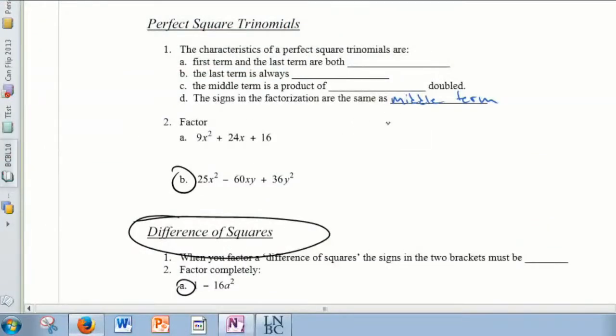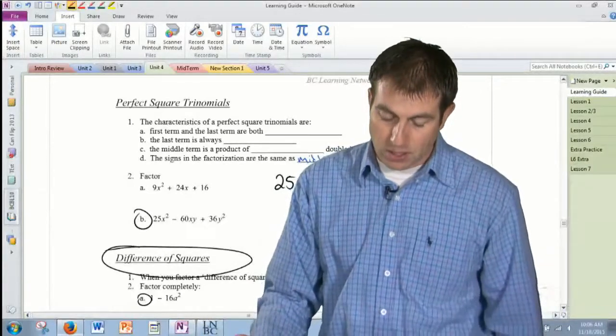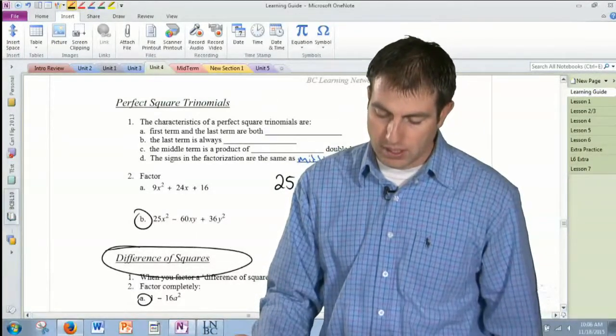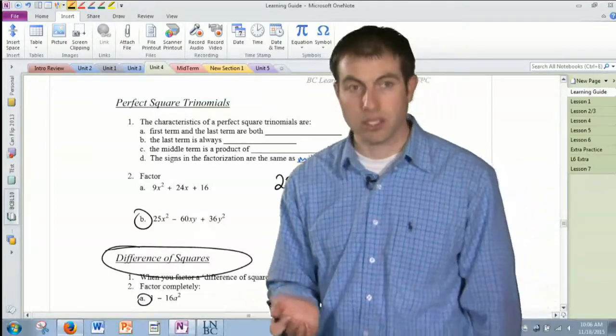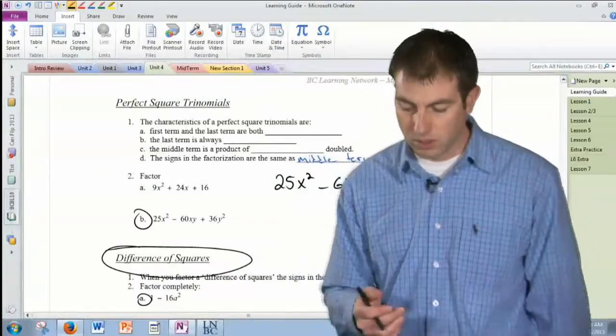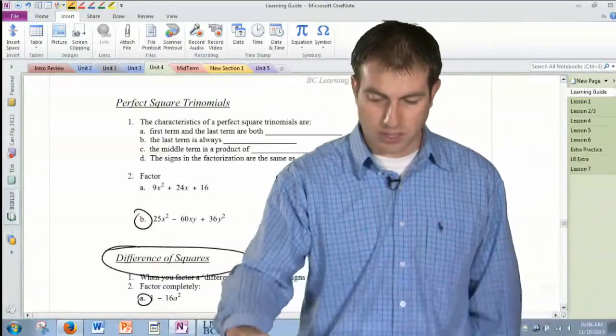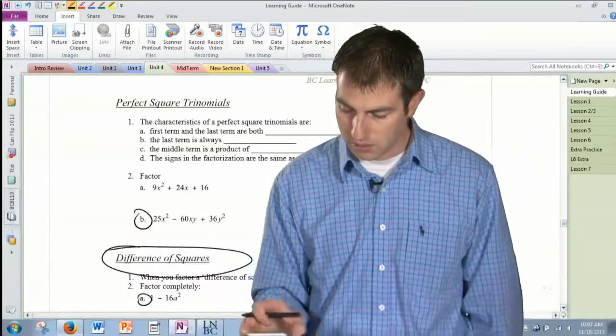25x squared minus 60xy plus 36y squared. Now, I guess the trick here is that I can look at this and say, well, there's nothing common to 25, 60, and 36. There's just nothing shared by those things. So I can't factor anything out. So I'm going to take my 25 and multiply it by my 36. I'm going to get a really big number. I don't know what that is. So 25 times 36 gives me 900.